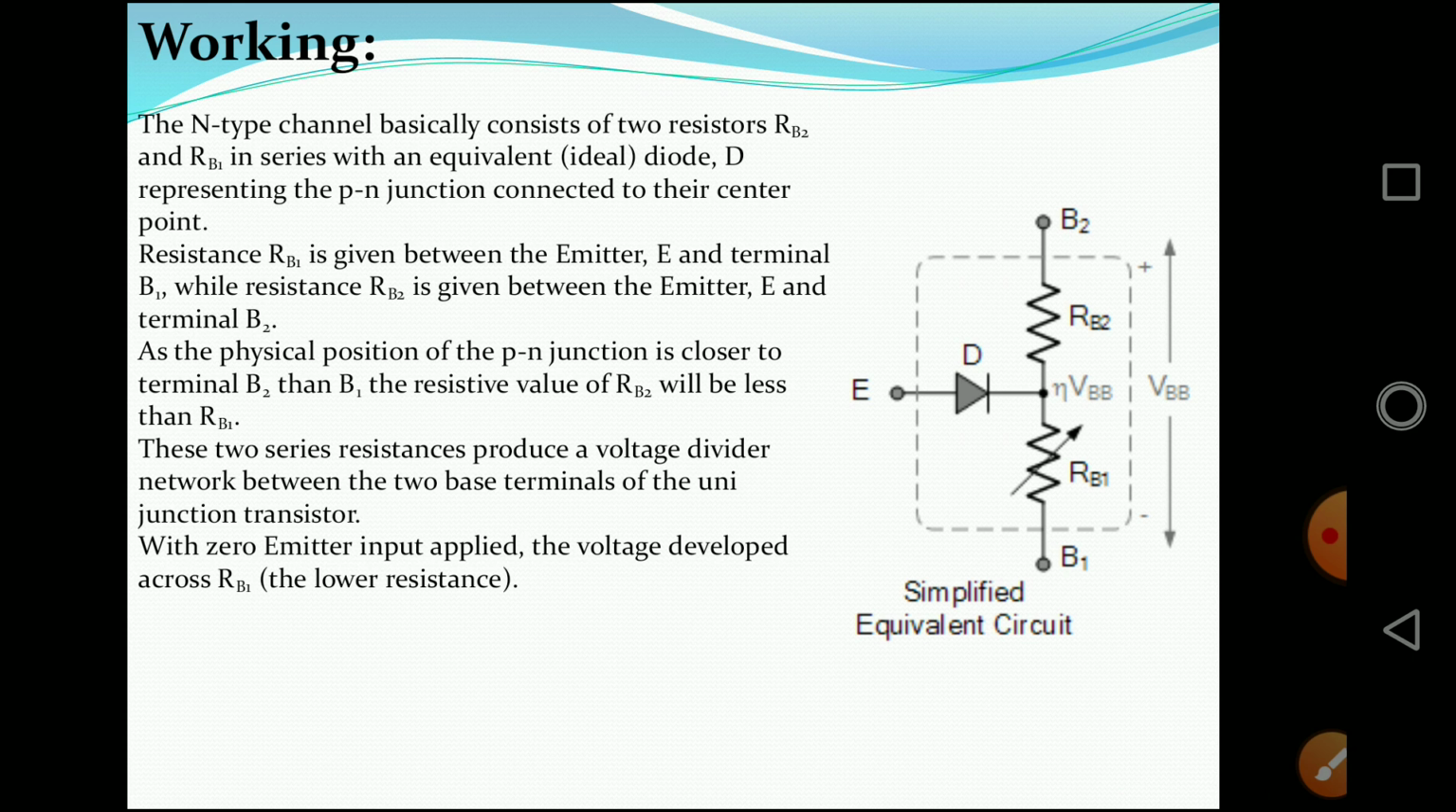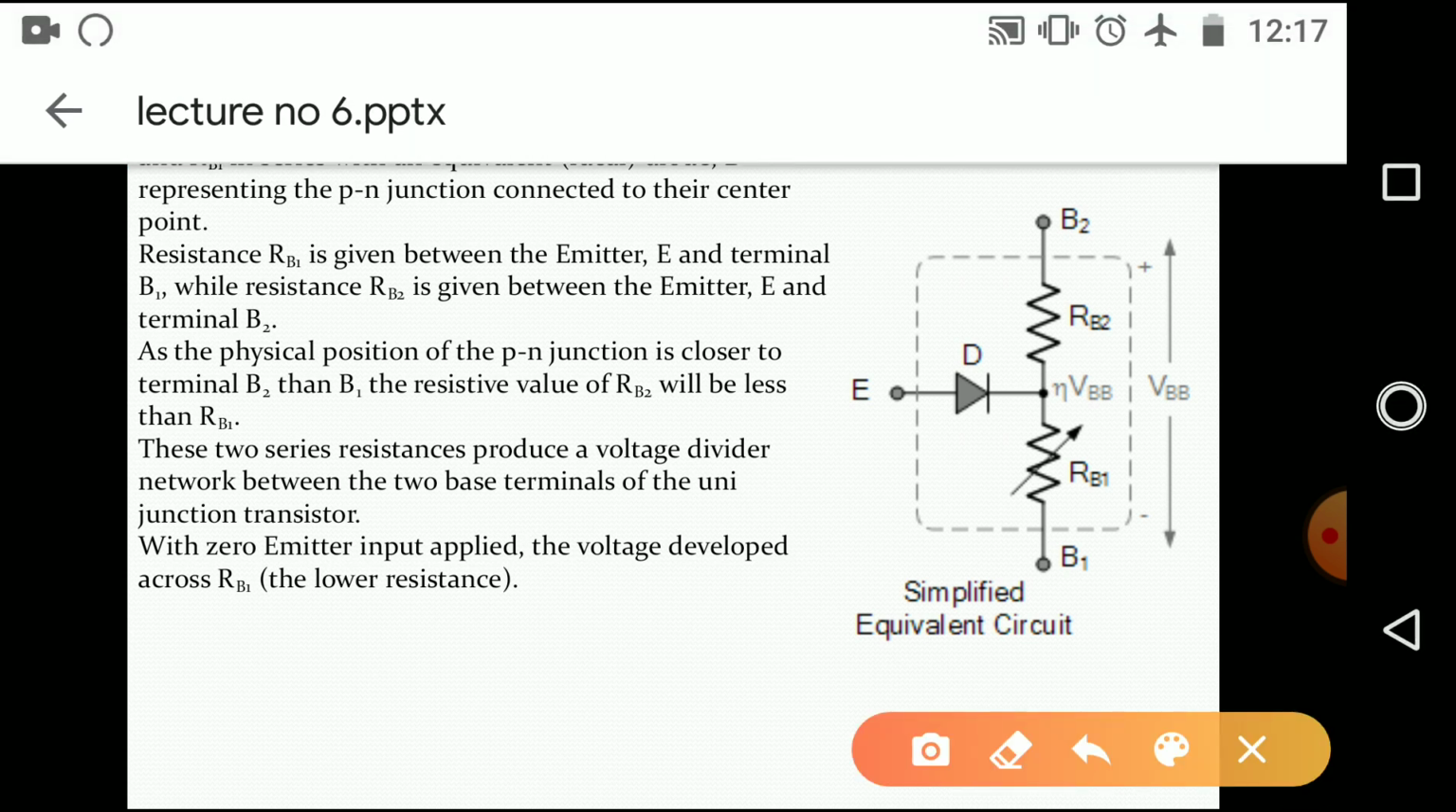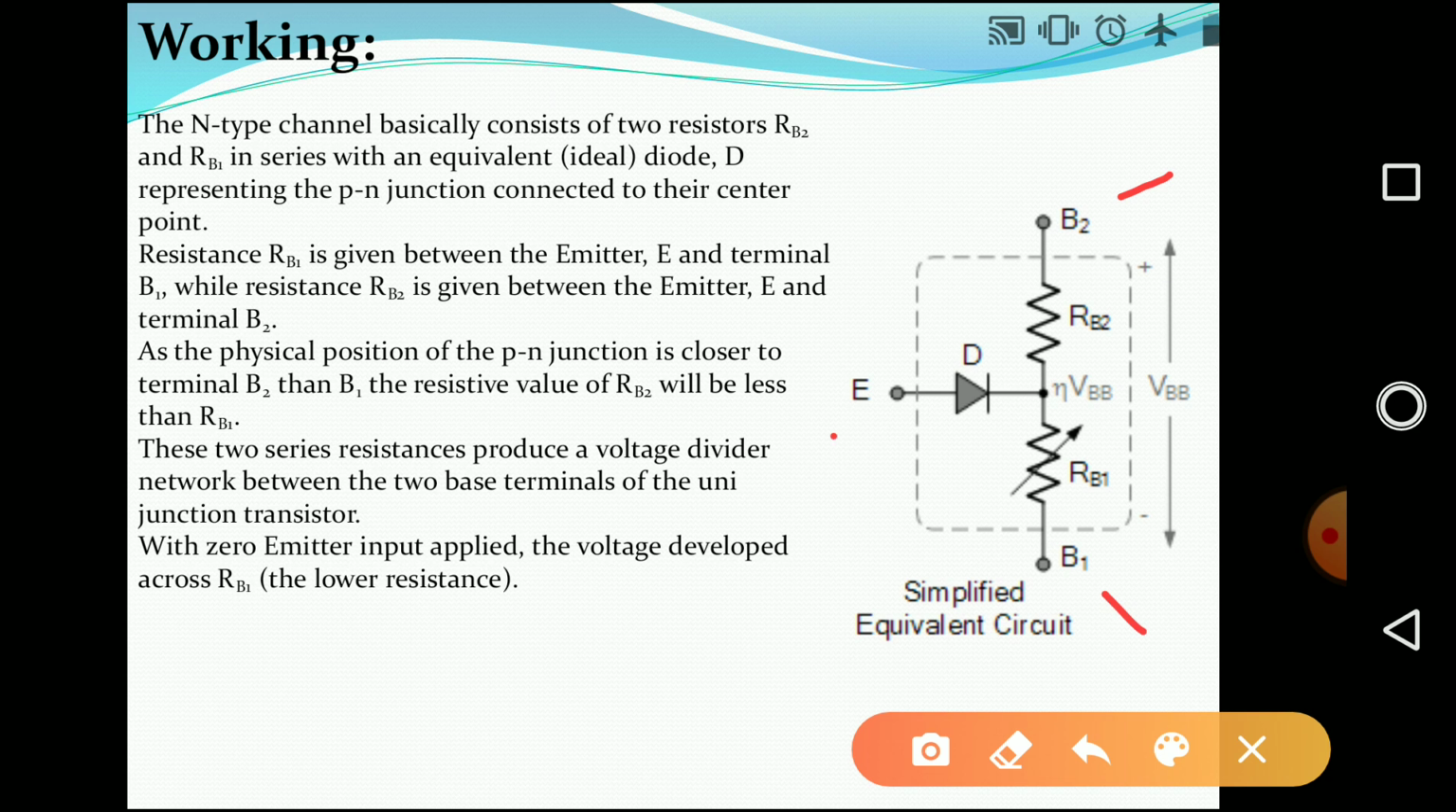In the equivalent circuit we can observe all three terminals, that is B2, B1 and the emitter terminal. The emitter is connected to the P layer, B2 and B1 are connected to the N layer, and the P and N layers combined together form the diode construction. So from the emitter to the center of B2 and B1 there is a diode connection here.